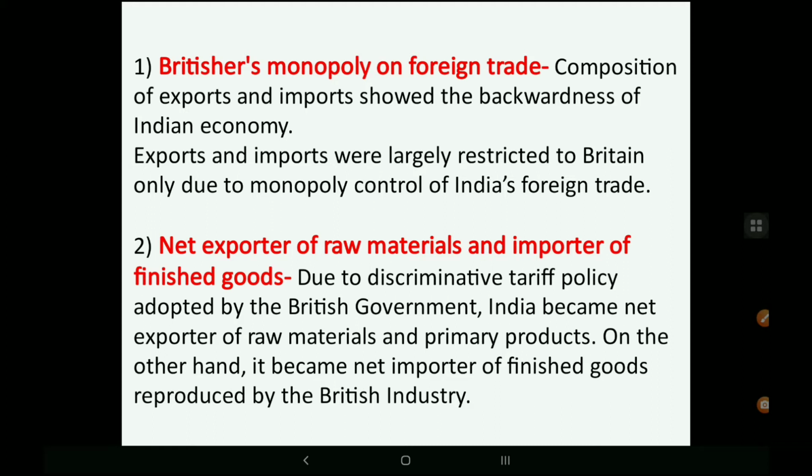It means India became an exporter of primary products such as raw silk, cotton, wool, sugar, indigo, jute, etc., and an importer of finished consumer goods like cotton, silk, and woolen cloths, and capital goods like light machinery produced in the British industries.